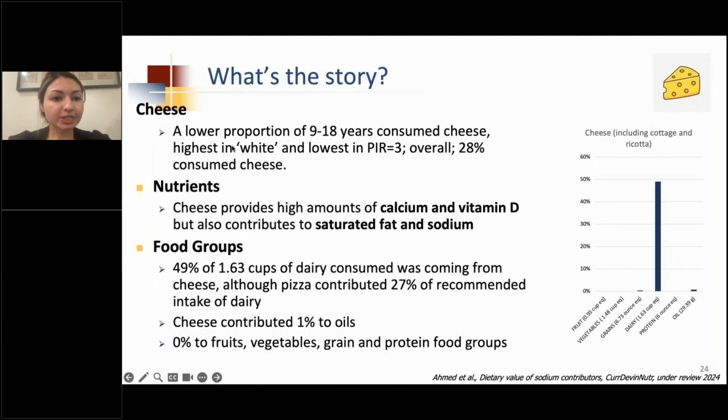And lastly, for cheese, very similarly, you see that cheese provides high amounts of calcium and vitamin D, but also contributes to saturated fat and sodium. And it contributed significantly in terms of dairy consumption.